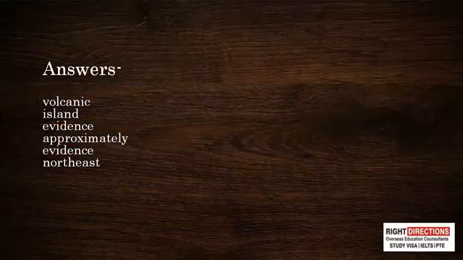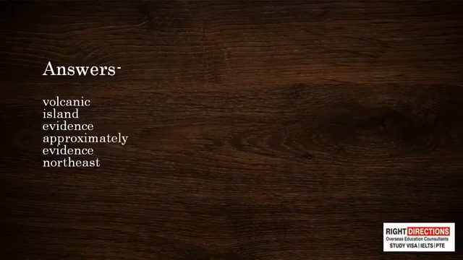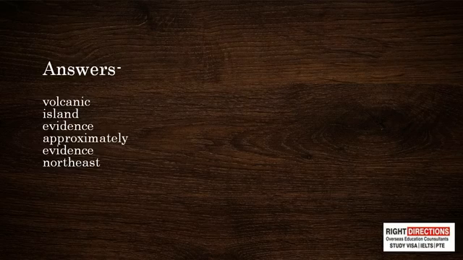Now, as you can see, I have written the answers. Whatever he said, I have written those answers in the fill in the blanks. So the first word is volcanic. Next, island, evidence, approximately, and northeast. However many blanks you get, for each blank you will get 1 mark. So this is how you will do your fill-ups in the listening task.